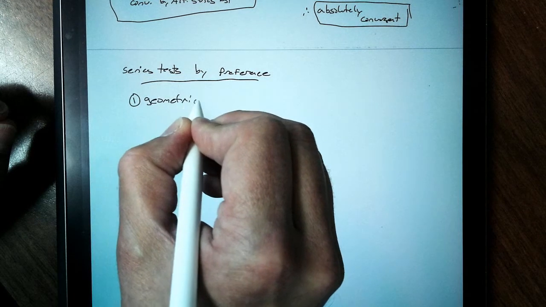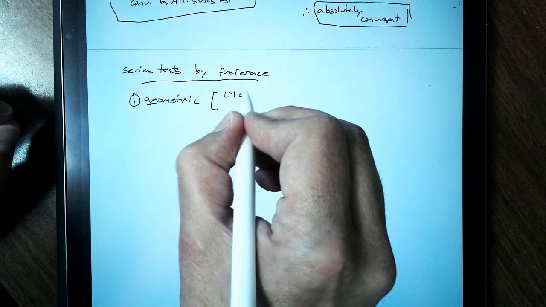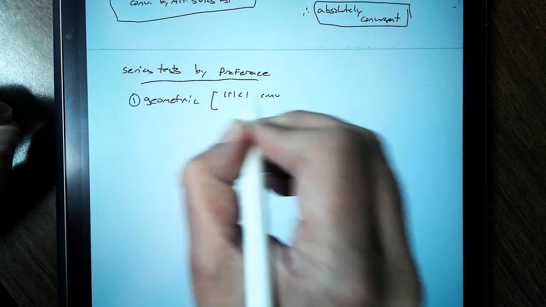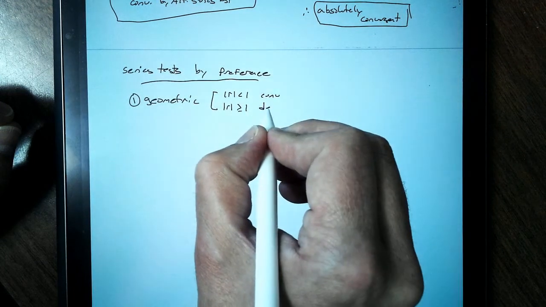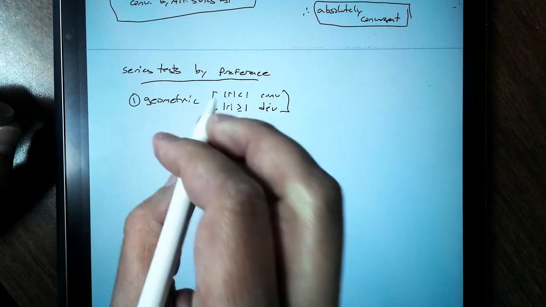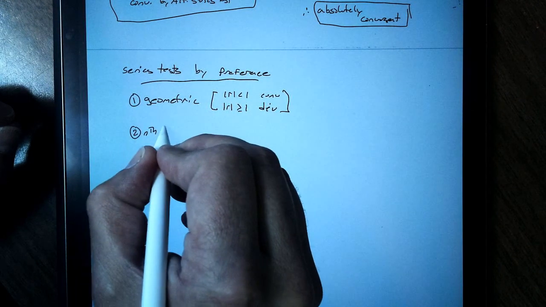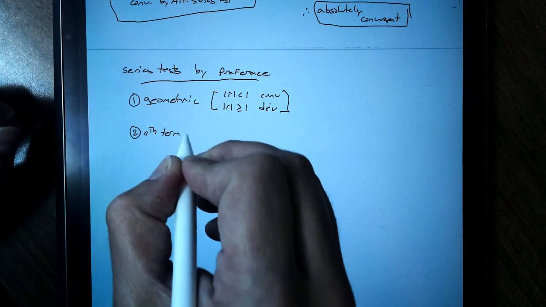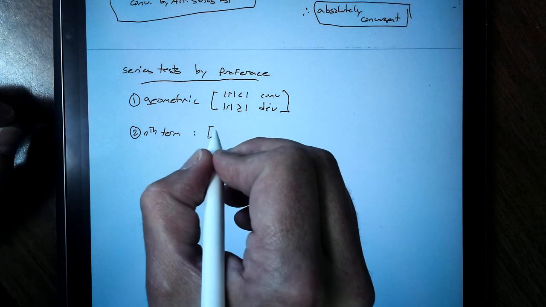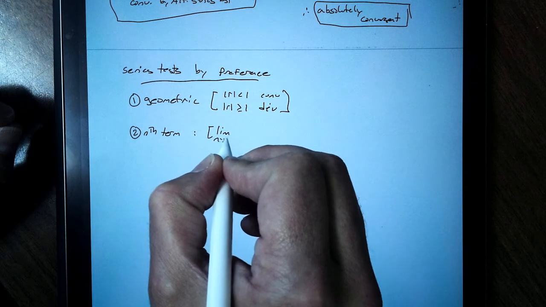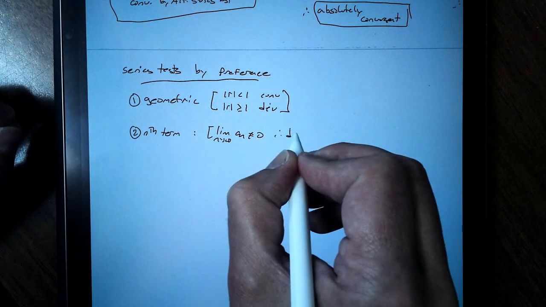For geometric, here's our rules. If the magnitude of r is less than 1, it converges. If the magnitude of r is greater than or equal to 1, it diverges. The next one is our nth term. Remember, the nth term only tests if divergent. We take the limit as n goes to infinity of a sub n, and if that does not equal 0, then this diverges.